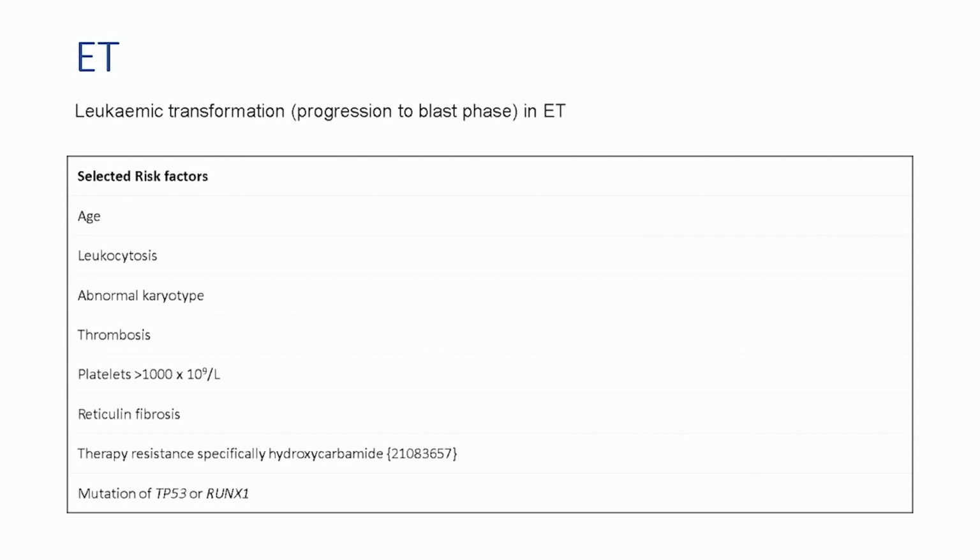For leukemic transformation post-ET, again, the risk factors are age, leukocytosis, abnormal karyotype, thrombosis, platelets more than 1,000, presence of reticulin fibrosis, and therapy resistance, especially to hydroxycarbamide. And as we said, the mutation or high-risk mutations like TP53, RUNX1, and ASXL1.